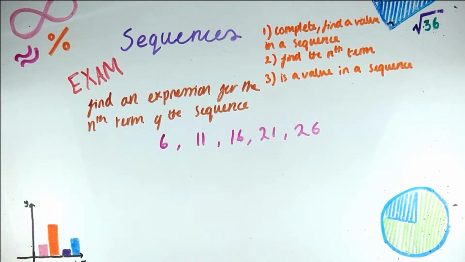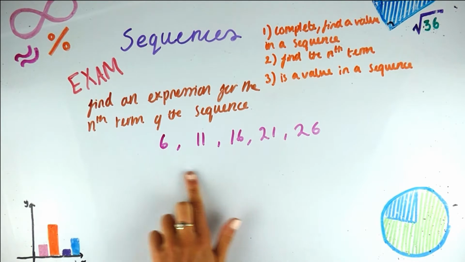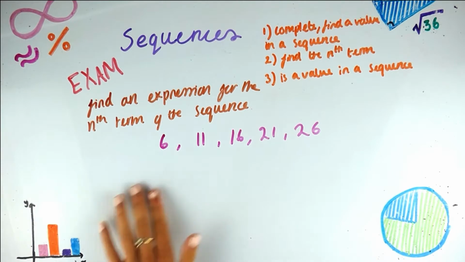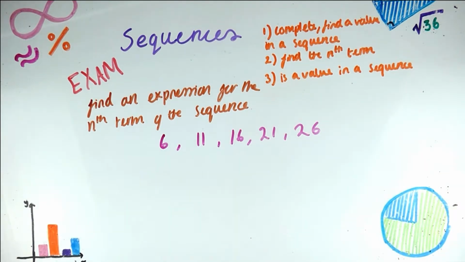Okay, so this is an example of a number 2 question, and this actually comes from an exam paper. So find an expression for the nth term of the sequence, and it's given us a sequence here. It's important to understand that the nth term of a sequence is the rule you can write down that will give you, if you substitute an n in, any term in the sequence, forever and ever and ever. So first of all, we tend to look at the difference between numbers, so we're just trying to figure out what's going on.